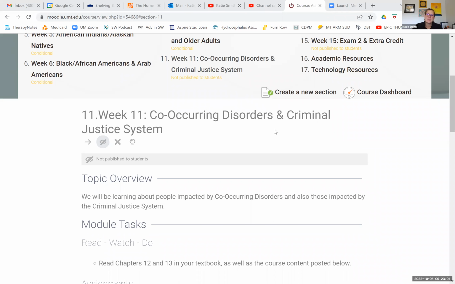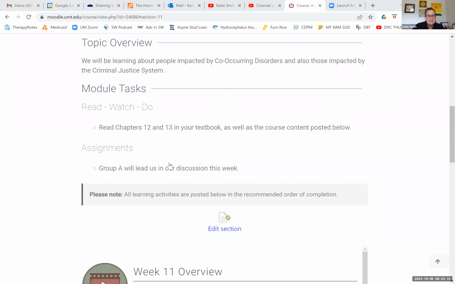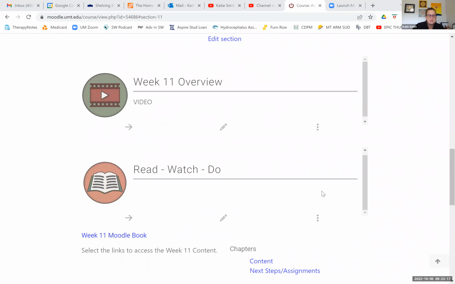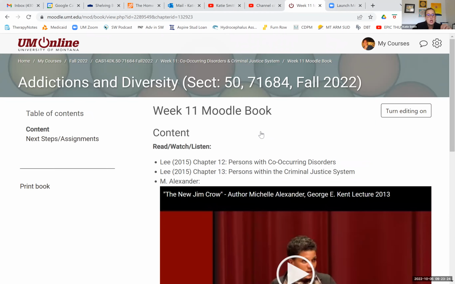This week we're in two chapters in our text, chapters 12 and 13, and we're going to be looking at both co-occurring disorders and also involvement in the criminal justice system. So let's scroll down here and see what we're going to get into. Here's our week 11 Moodle book. Let's check out the content that we're going to be in. Again, we're in chapters 12 and 13 in our text, learning more about persons with co-occurring disorders.